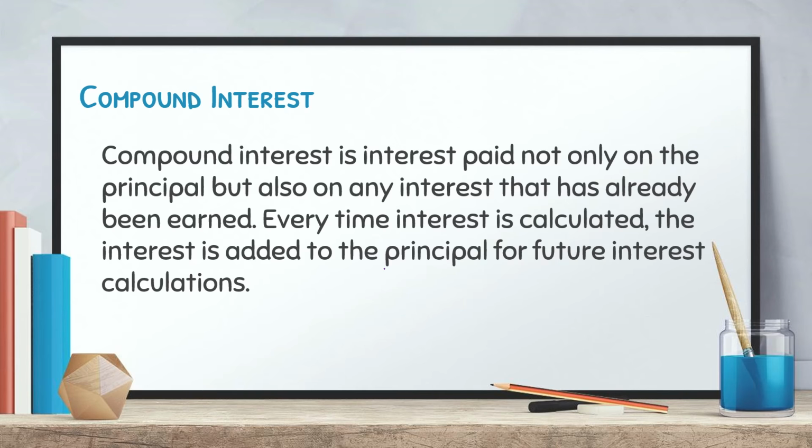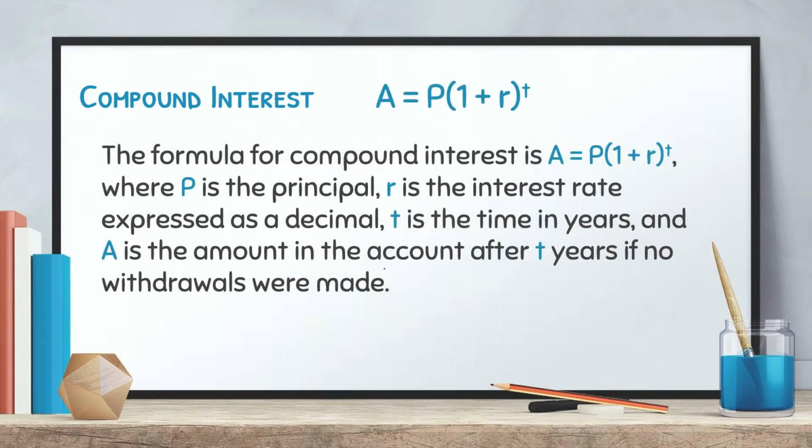So let's talk about how this works. The formula is the amount total is equal to the principal times 1 plus the rate or the percentage carried to the year power. I'm really having problems speaking today.